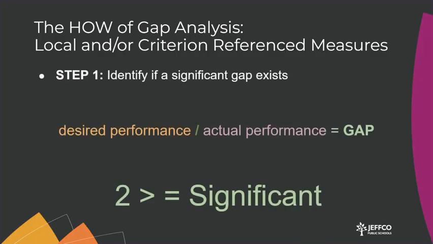Now let's look at our example. Step 1, identify if a significant gap exists. To do this, we're going to take our desired performance, what we want the student to do, and divide it by the actual performance. That gives us a gap. We consider a gap of 2 or more significant.